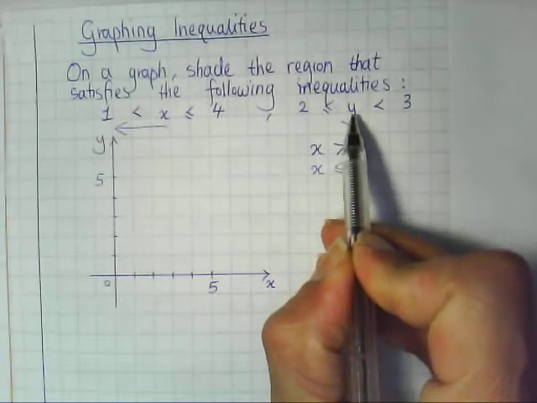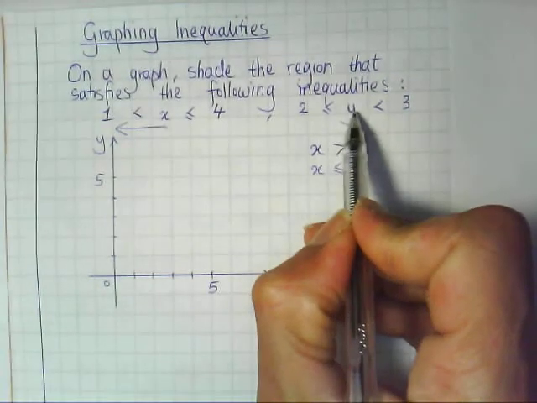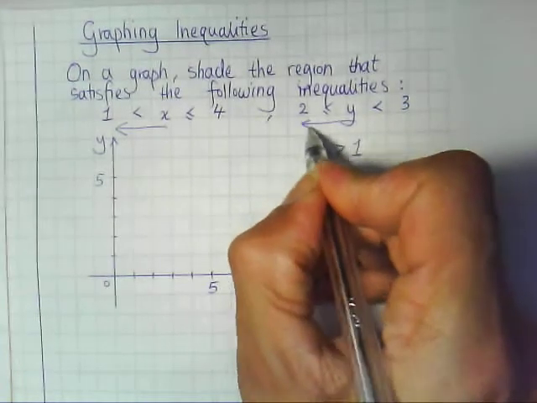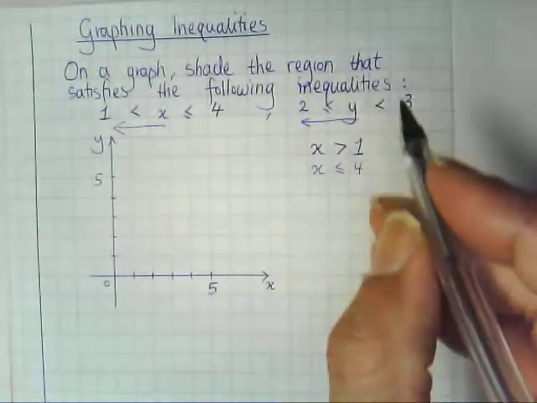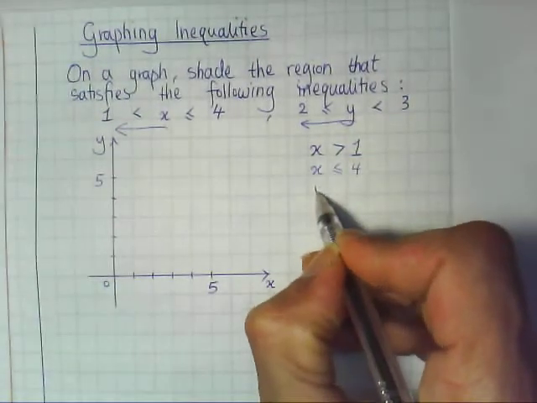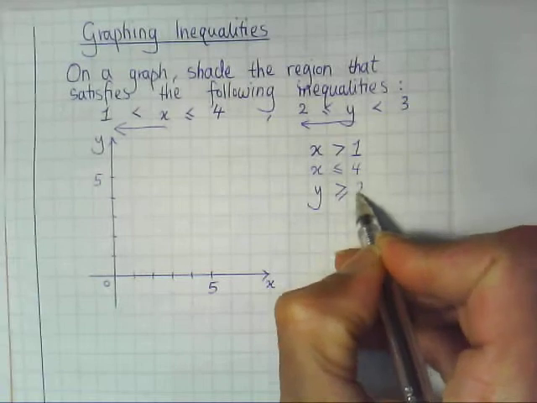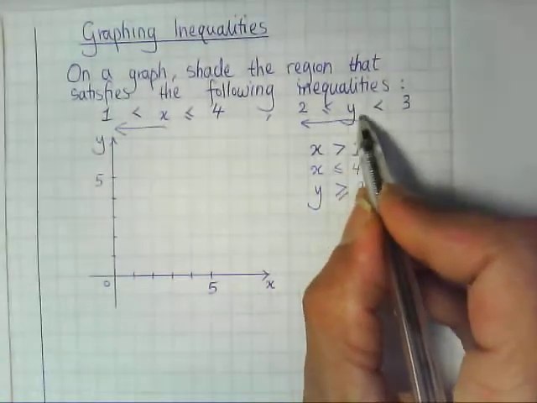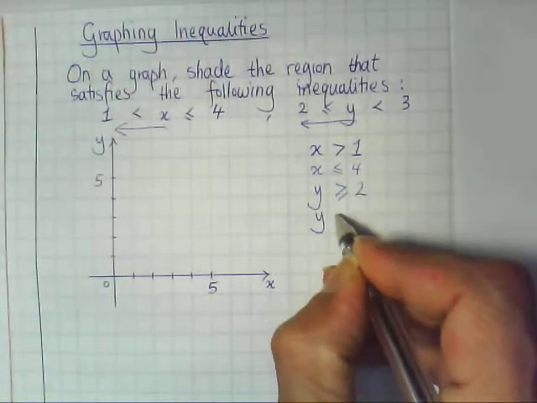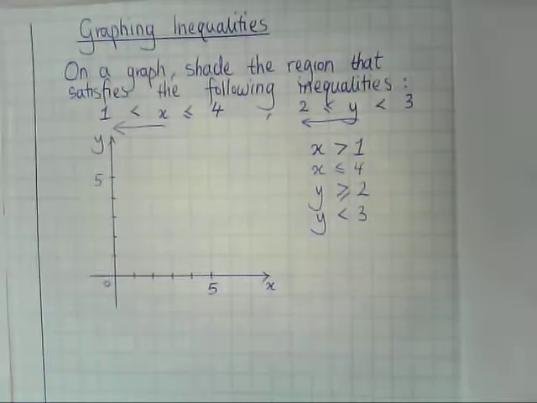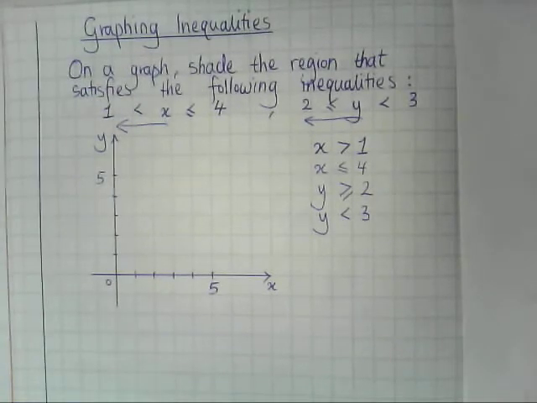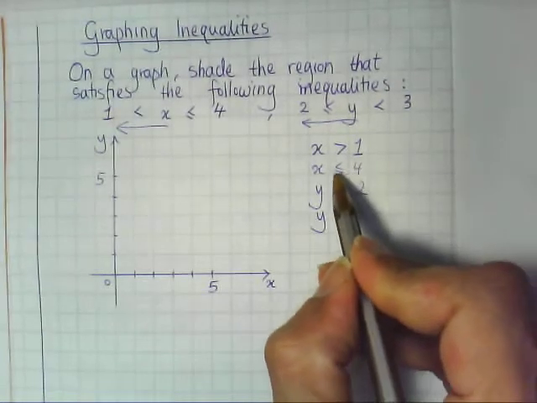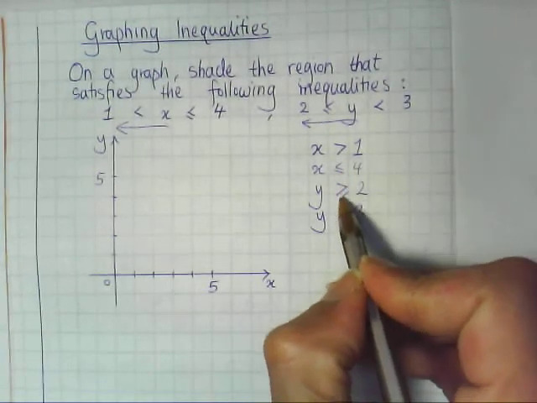And then the second part is x is less than or equal to 4. And for the y coordinates, we need to look at y in this direction. So y is greater than or equal to 2. And we look at the second part of this inequality. y is less than 3.